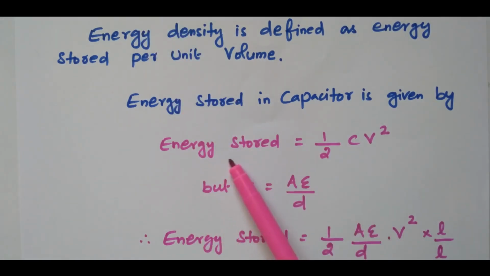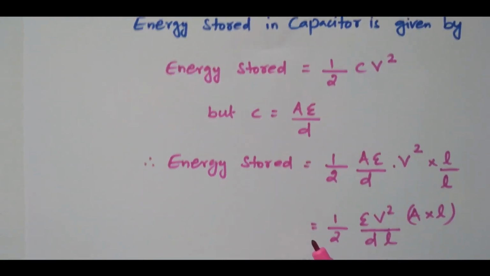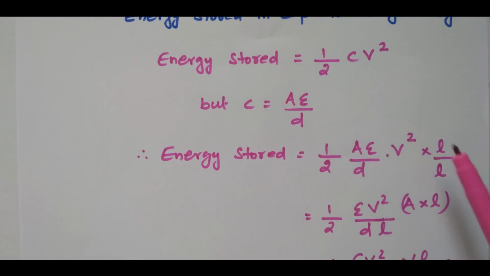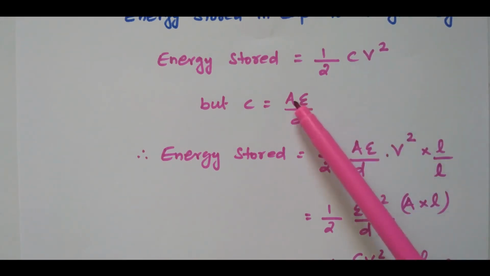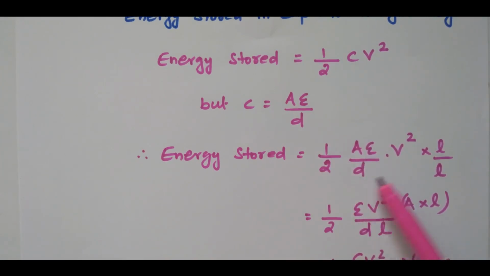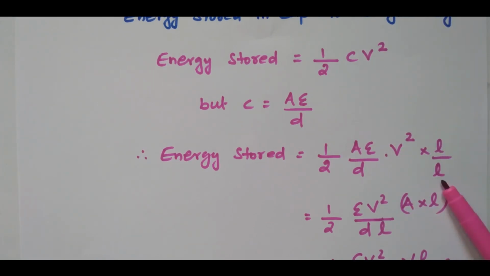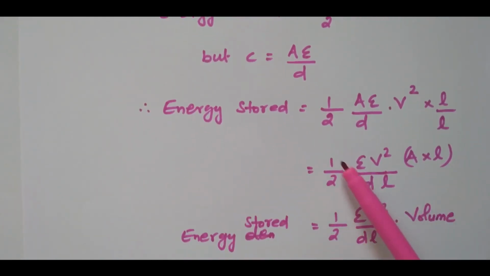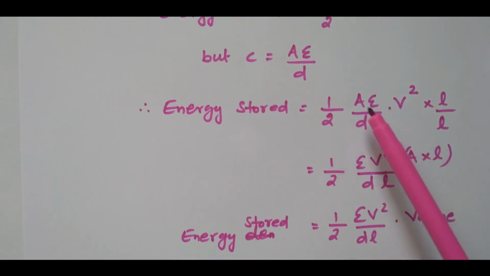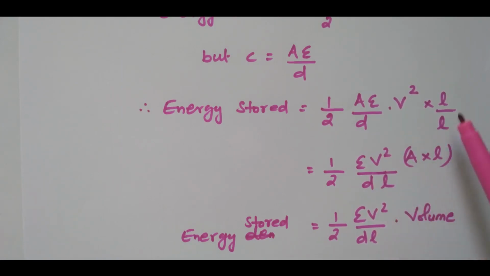First we started with the expression half CV square. But we know that the capacitance is A epsilon by D, area into epsilon divided by distance. Now replace this C by A epsilon by D. So half A epsilon by D into V square. In order to get the volume, multiply and divide by the term length, so the original value will not be affected. Now we rewrite this as 1 by 2 epsilon V square, A into L divided by D into L. This L is multiplied with A. So half epsilon V square divided by DL into A into L.